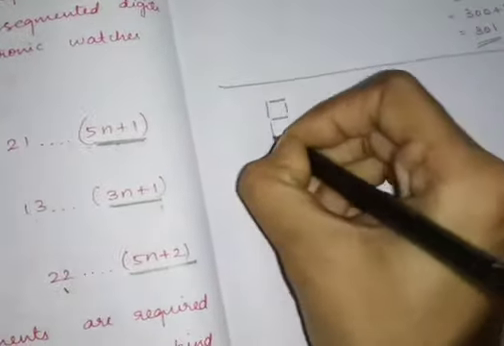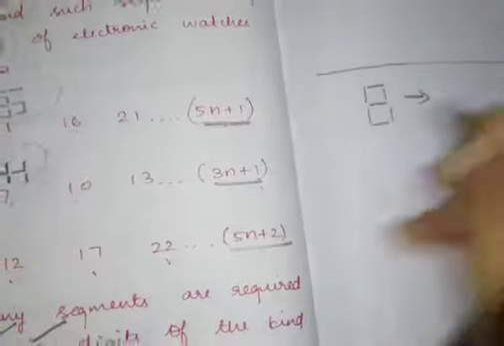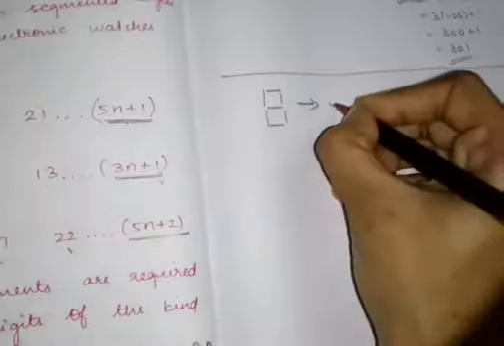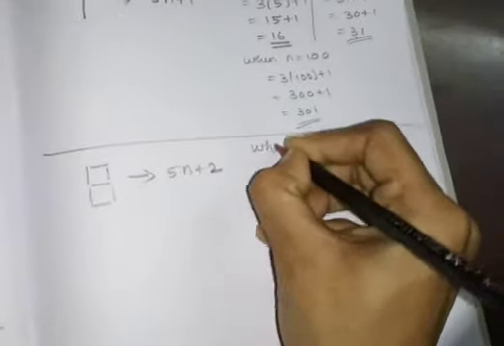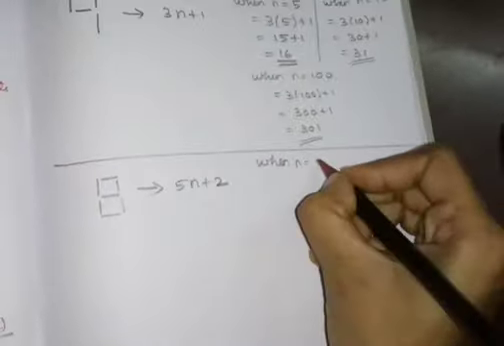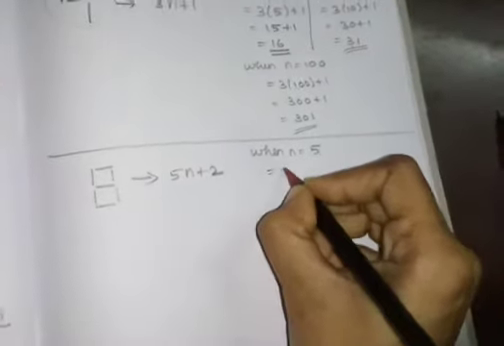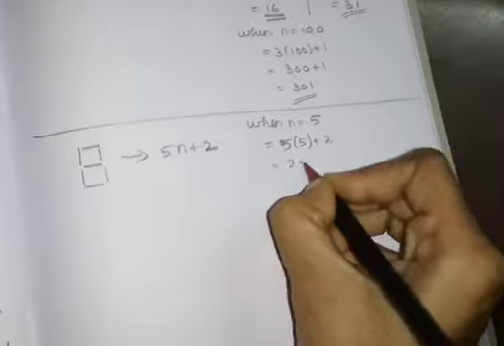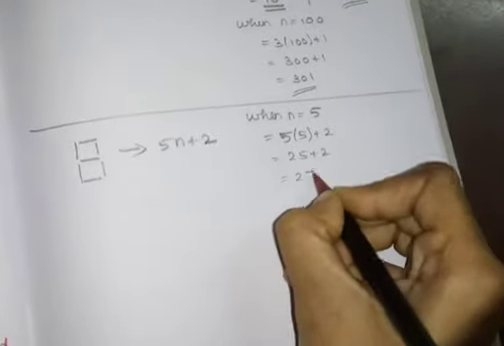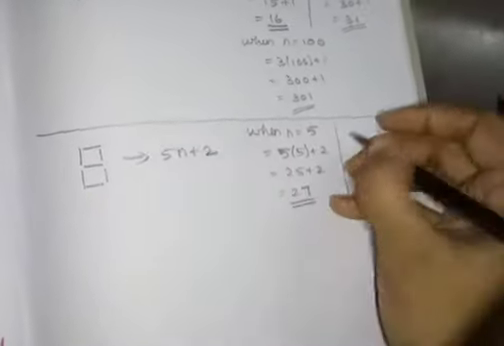Next, for the number 8, I am drawing. What is the expression for number 8, children? 5n plus 2. Okay. Now, when n is equal to 5, 5 into 5 plus 2. 5 5s are 25 plus 2, 27. This is the first value.